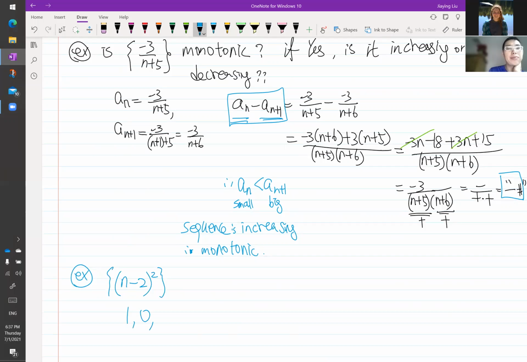But then if you put 3 in there, you get 1 again. Then you put 4 there, you get 4, since 4 minus 2 squared is 4. And then you put another one, you get 9. So is this sequence increasing or decreasing? The answer is that it's not monotonic. It's not increasing all the time, and it's not decreasing all the time. It's just increasing and decreasing in different parts.